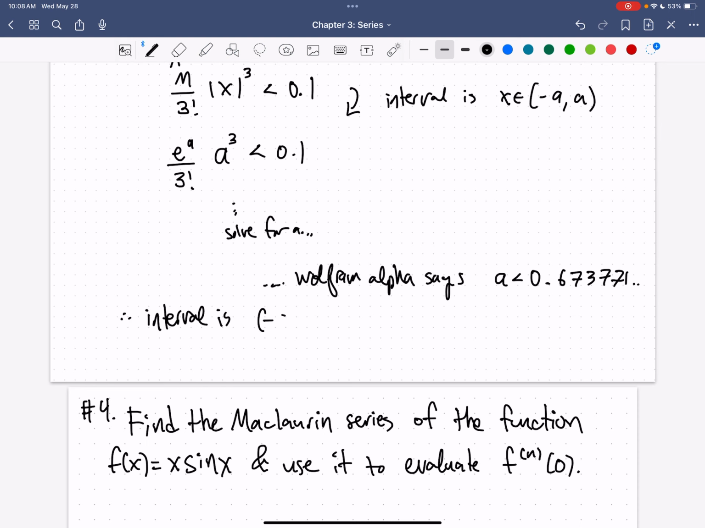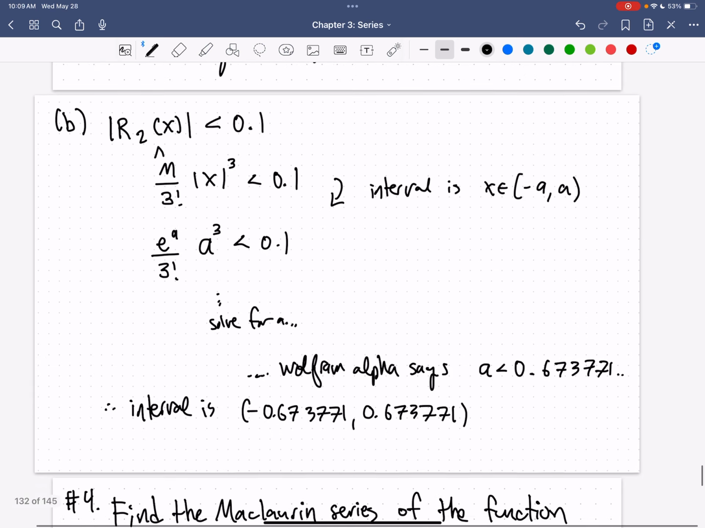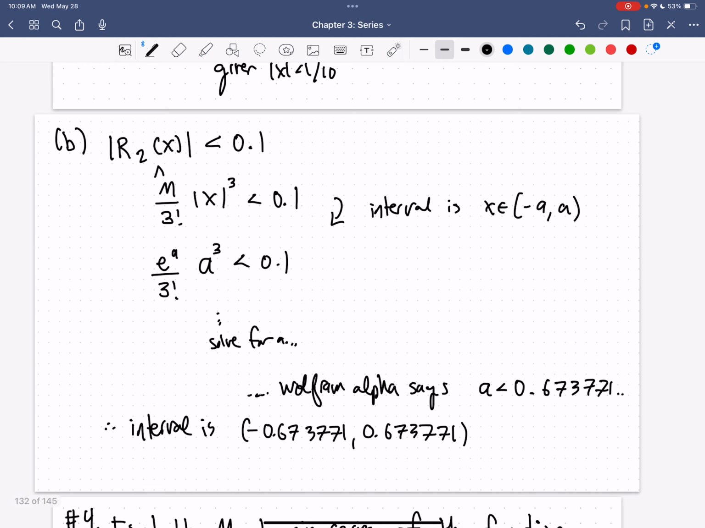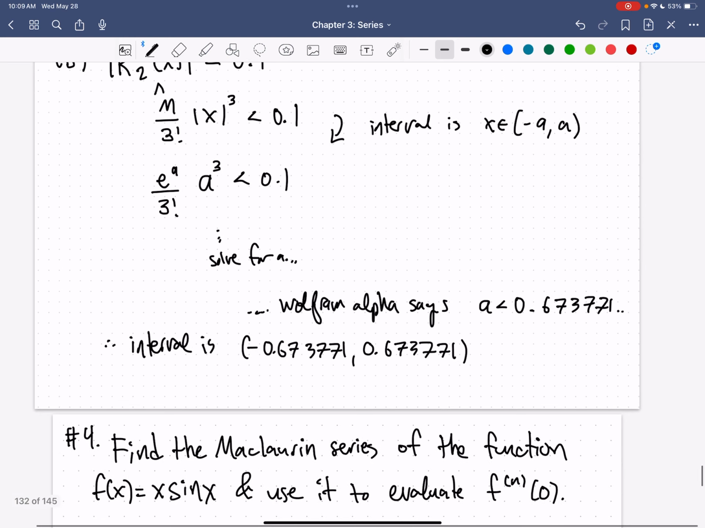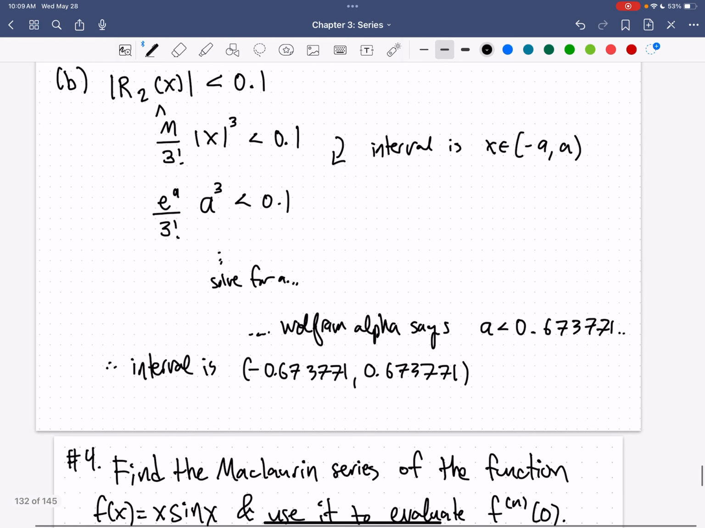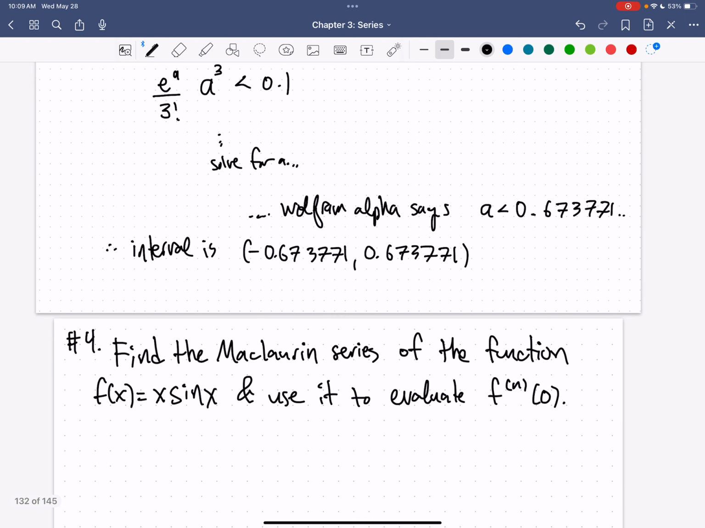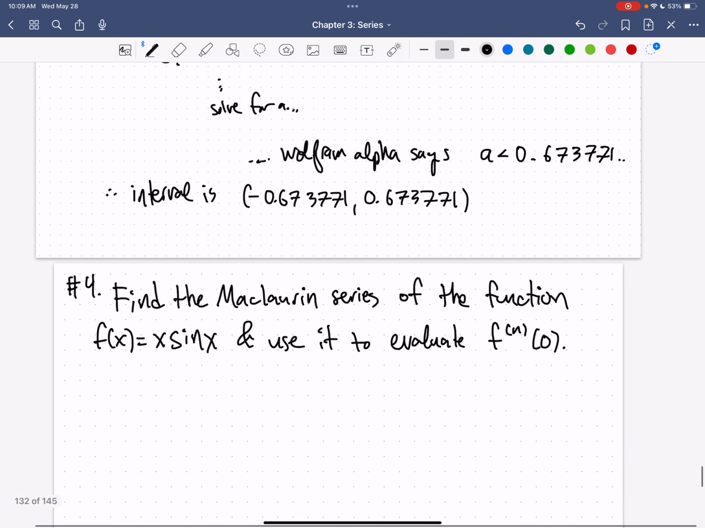is negative 0.673771 to positive that. This would, of course, not be an exam question or even a homework question. I don't like giving you things that you need a calculator for because, I mean, you can't even do this with a calculator. You know, it's got that product log function in it. So, yeah, that's the idea.